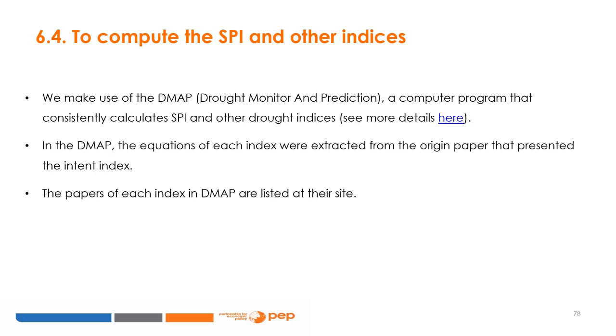To compute the SPI and other indices, we make use of the DMAP, Drought Monitor and Prediction, a computer program that consistently calculates SPI and other drought indices. See more details here. In the DMAP, the equations of each index were extracted from the original paper that presented the index. The papers of each index in DMAP are listed at their site.